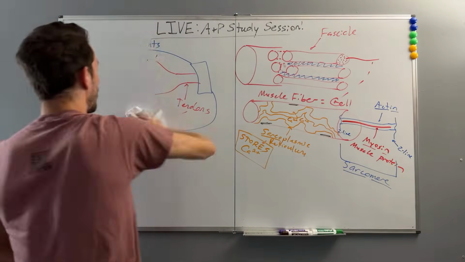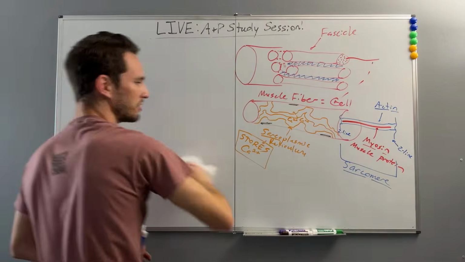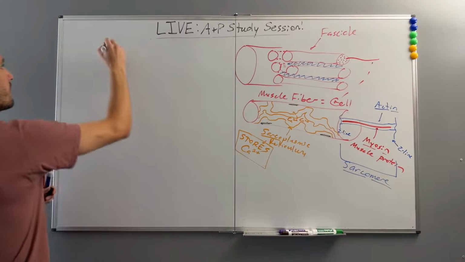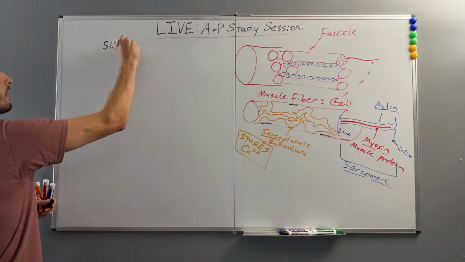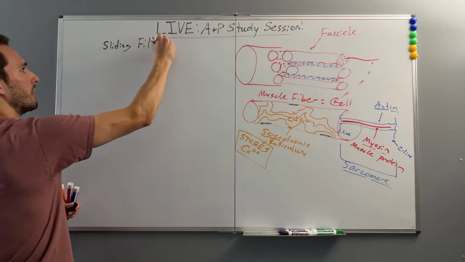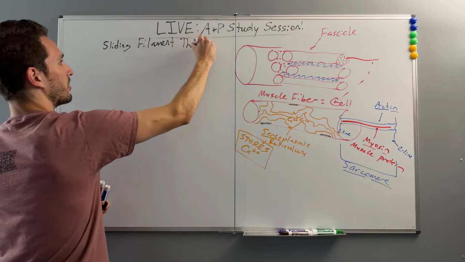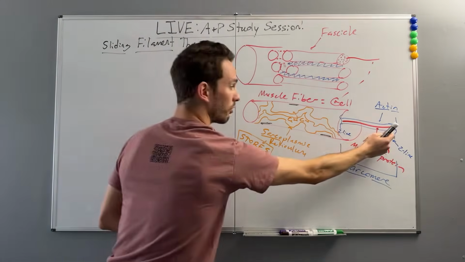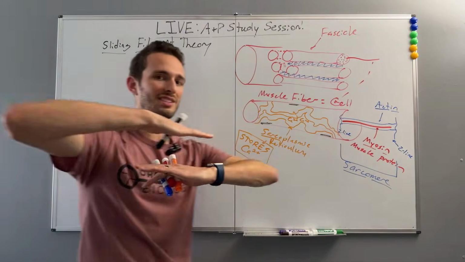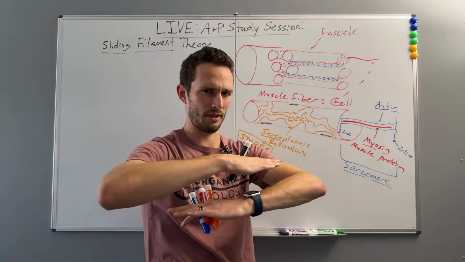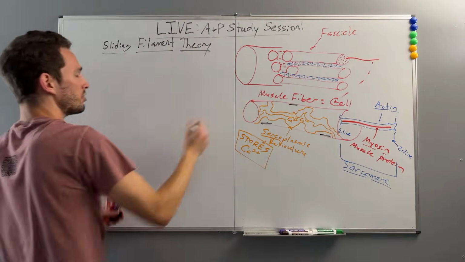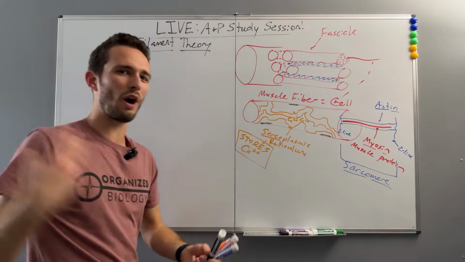Okay, now let's talk a little bit about what I like to call the sliding filament theory. Sliding filament theory. Now, one thing with this, well, two things actually. Sliding filaments. We're referring to these two proteins, actin and myosin, that are going to be sliding across each other. Okay? Theory in anatomy and science always refers to we're answering the question why or how.